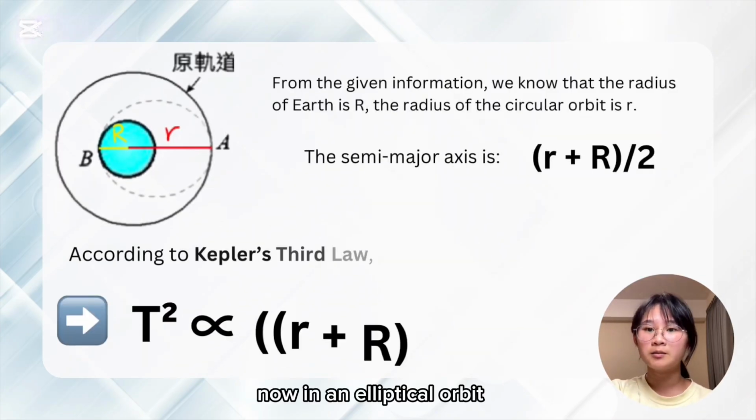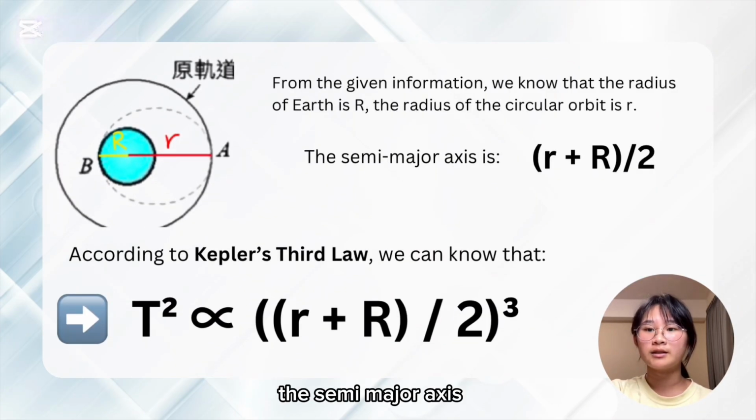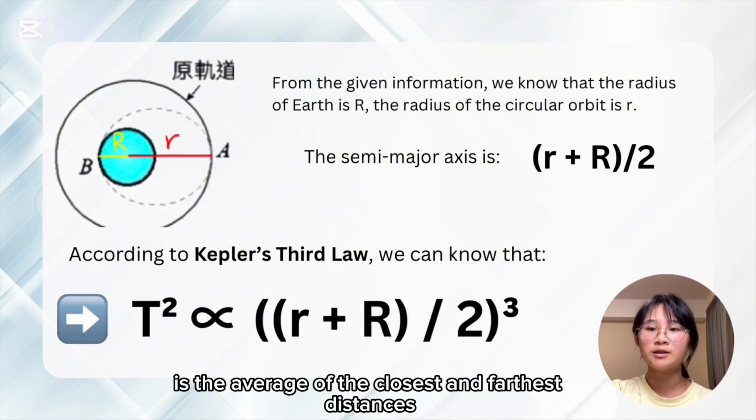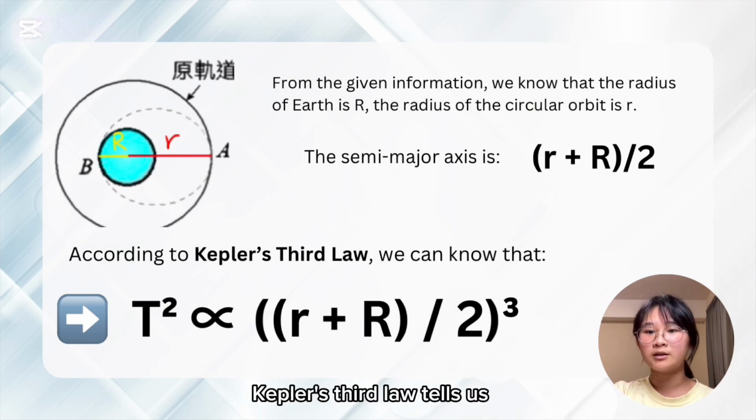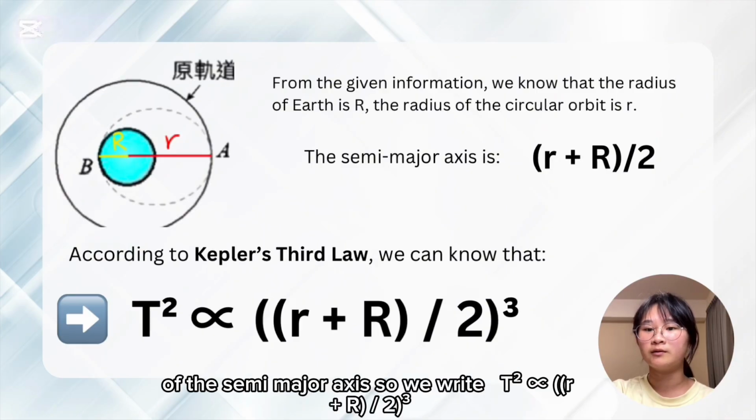Now, in an elliptical orbit, the semi-major axis is the average of the closest and farthest distances. So here, the semi-major axis is (r + R) / 2. Kepler's third law tells us that the square of the period is proportional to the cube of the semi-major axis. So we write T' squared is proportional to ((r + R) / 2) cubed.